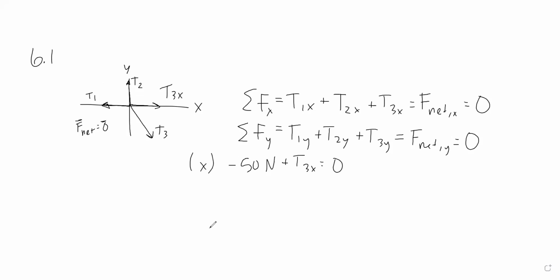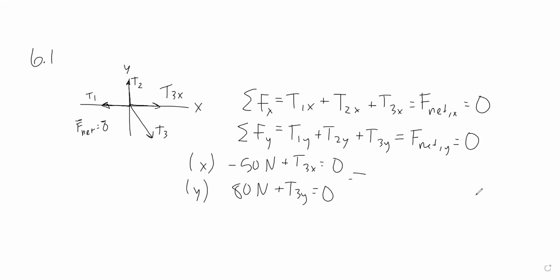And then in the sum of the y direction, you've got the same thing. The x component of T1 is 0. The x component of T2 is 80 newtons, so it's 80 newtons plus T3y equals 0. Of course these two equations are decoupled, so you don't need to solve one to get the other, as you will in many other examples.